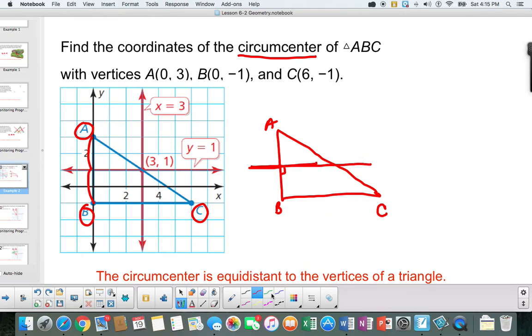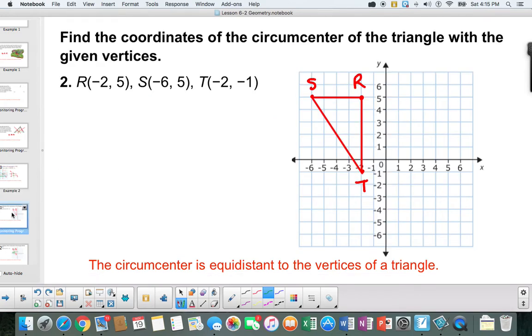Now I'm going to use BC. I'm going to try to find the middle right here, and then I'm going to try to draw the perpendicular. Now the middle right here, this is 1, 2, 3, and then on the other side is 1, 2, 3. So this is the middle, and then I try to draw the perpendicular. Now where they meet is what we call the circumcenter, and in this case this is the answer, 3, 1.